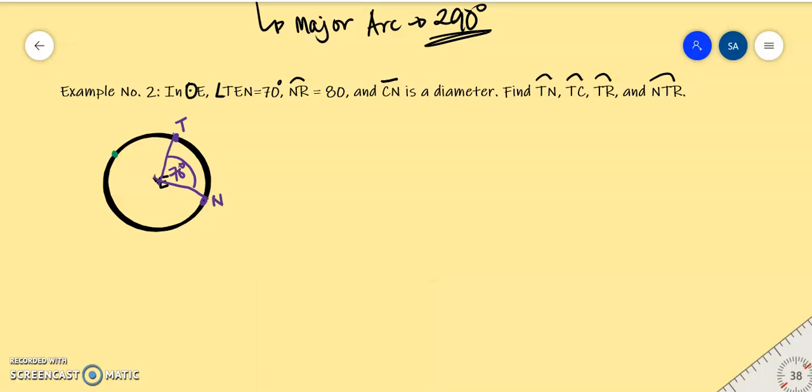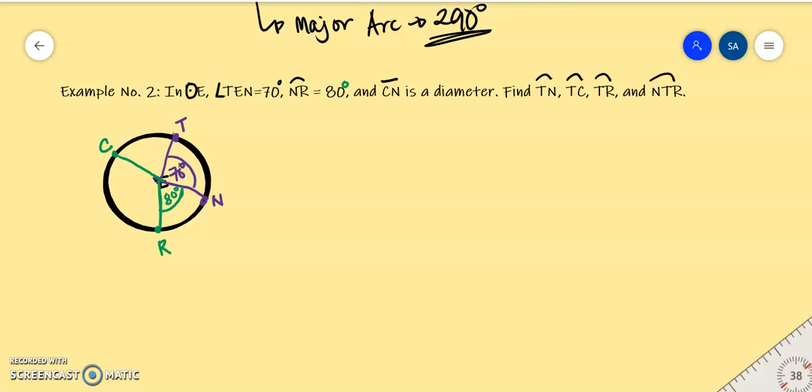Okay, so we have point C and then we now have CN as the diameter. So let's find now, NR is equivalent to 80 degrees. So if it's equivalent to 80 degrees, we have another point here. NR. So central angle NR is equivalent to 80 degrees. So this is not yet a semicircle.